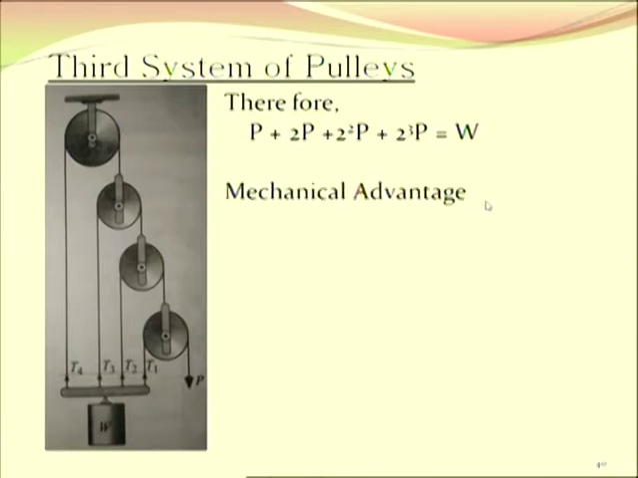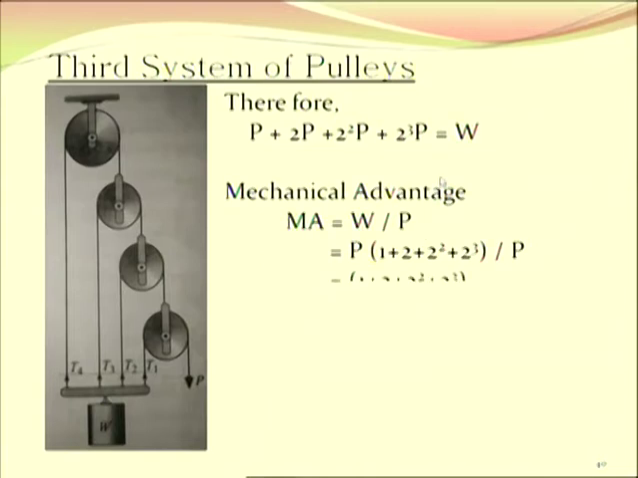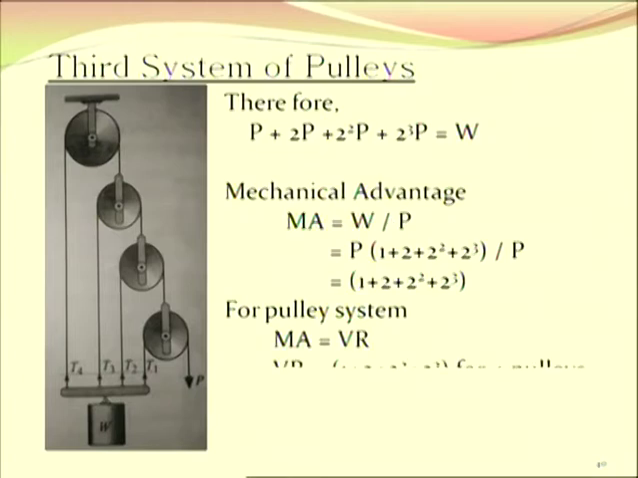Now mechanical advantage, MA is equal to W by P. Putting these values, P is made common from every term, so we get 1 plus 2 plus 2 squared plus 2 cubed into P divided by P. P vanishes, so ultimately we get the mechanical advantage as 1 plus 2 plus 2 squared plus 2 cubed. Now this pulley system is an ideal one, hence we can assume that MA is equal to VR. So velocity ratio is equal to the mechanical advantage. So the velocity ratio VR is equal to 1 plus 2 plus 2 squared plus 2 cubed for 4 pulleys.